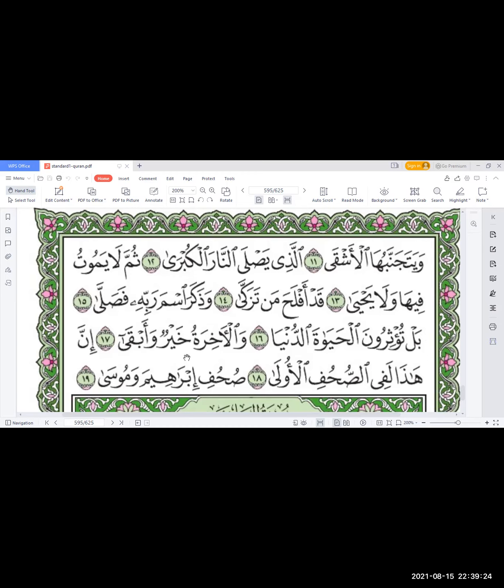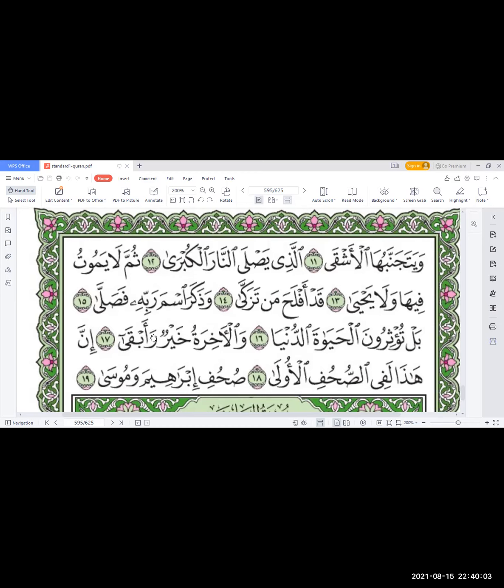Wal akhiratu khairun wa abqa. Al akhiratu, the afterlife. Khairun, better. Wa abqa. And abqa, this is mutafaddil, more lasting. It's a comparative noun.